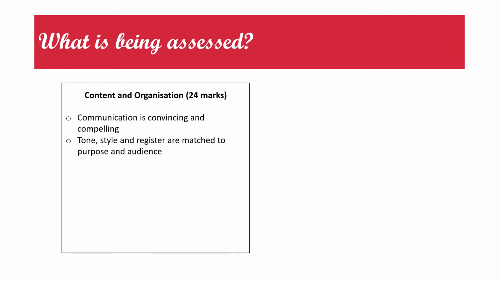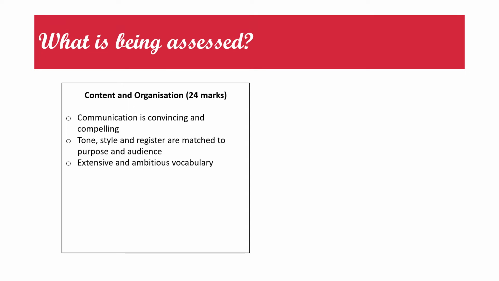And that also comes in this second bullet point too, that your tone, style and register are matched to the purpose and the audience. And that means that if you're asked to write a newspaper article, that you write in the style of a newspaper article. You don't accidentally write a description of a mysterious night or something, that you've read the question properly and that you're matching your answer to the question.